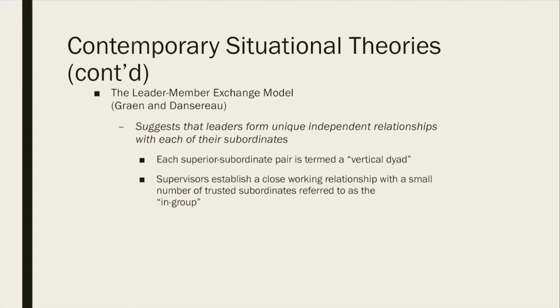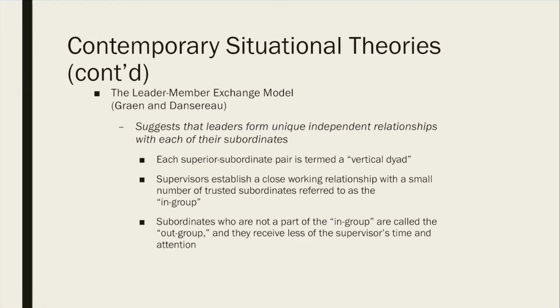Now, the first one that we're going to consider is the leader-member exchange model, and this suggests that leaders form unique independent relationships with each of their subordinates. And as you see here, and as you've read in the textbook, each superior subordinate pair is termed a vertical dyad. So you have these little shapes or triangles, or sometimes it's just the leader and the one person, which formulates relationships within the members and within the leader.